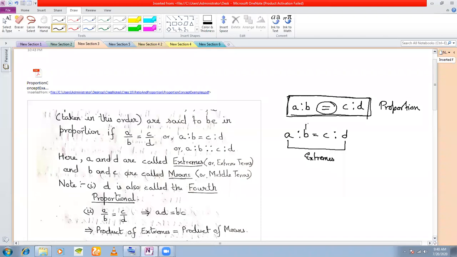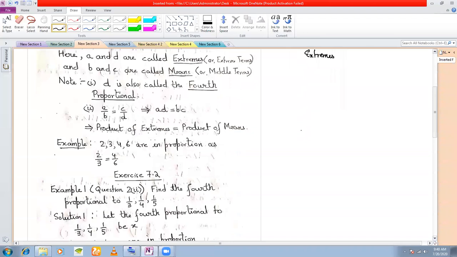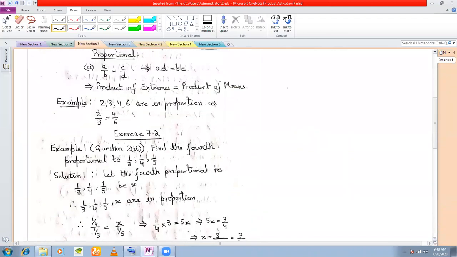Okay, and these two are called the means. So that is what the basic of proportion is. For example, if you consider these four numbers 2, 3, 4 and 6, these are in proportion. Why? Because if you take the ratio of the first two, which is 2 is to 3, and take the ratio of 4 is to 6, which is obviously again 2 is to 3, these two are equal. So therefore 2 is to 3 is equal to 4 is to 6. Therefore this equality forms a proportion. This is a proportion.